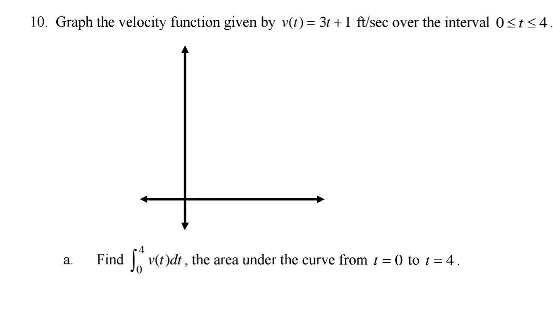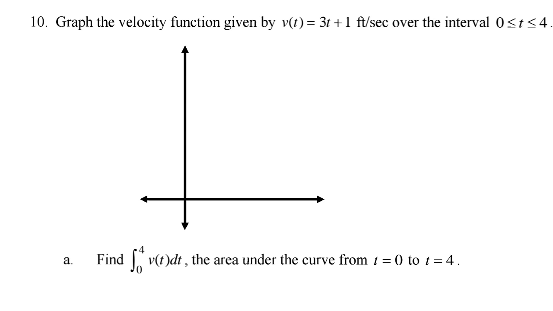Chapter 9, review number 10. In this problem, we are going to graph the velocity function given by v of t equals 3t plus 1. So this is a linear function, whereas many of our other functions have been horizontal. And so this is going to create a trapezoid, and this is over the interval from 0 to 4.